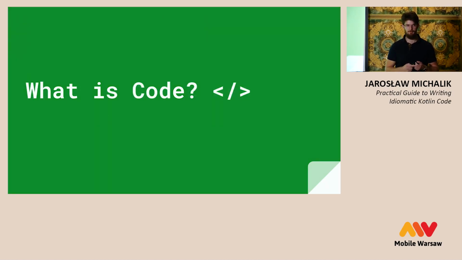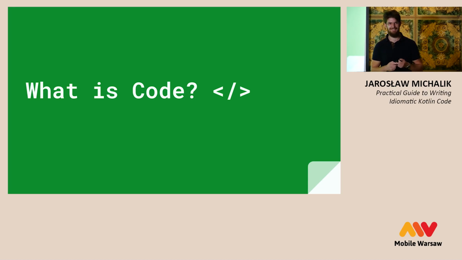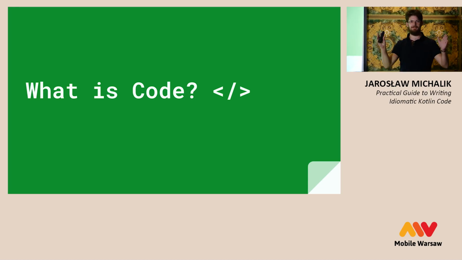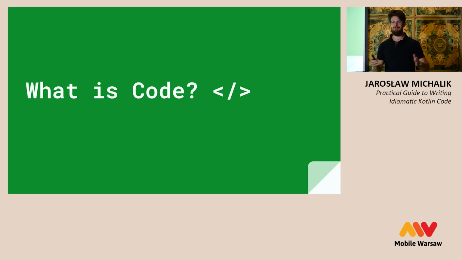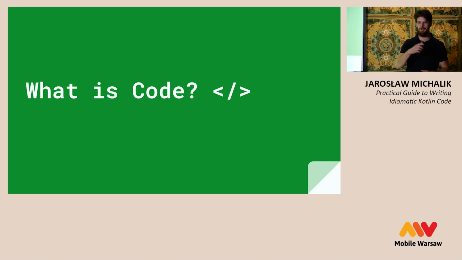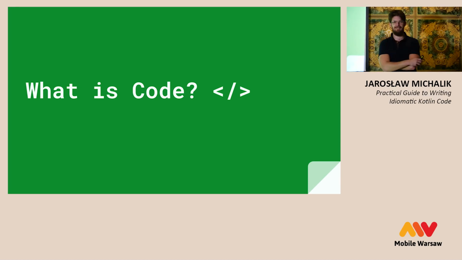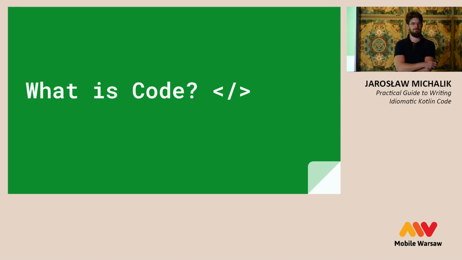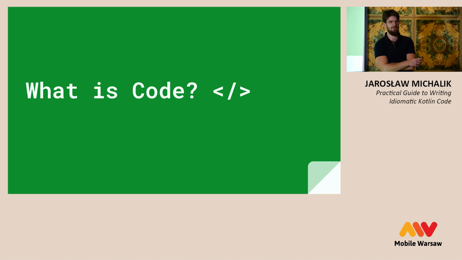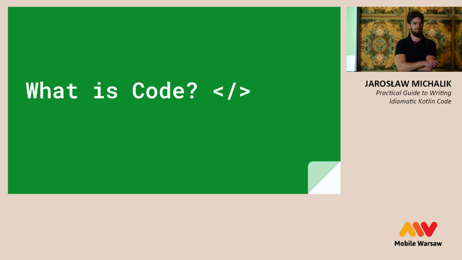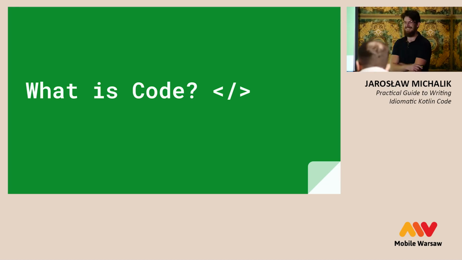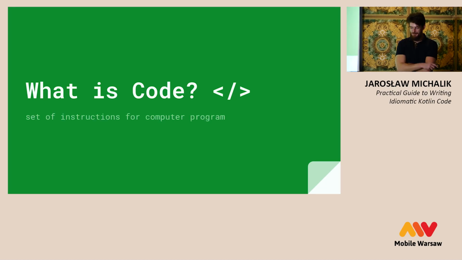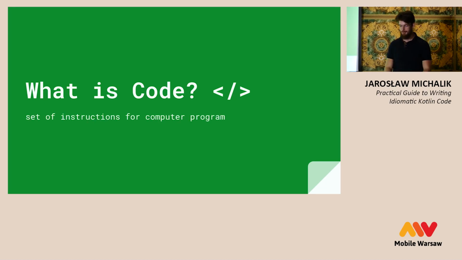First question, what is code? No stupid answers. What is code? It's the language of the computer. Language of the computer. Okay, what else? Instructions, how to... okay, set of instructions. A pain. A pain, okay. Yeah, the formal definition would be a set of instructions for a computer program.